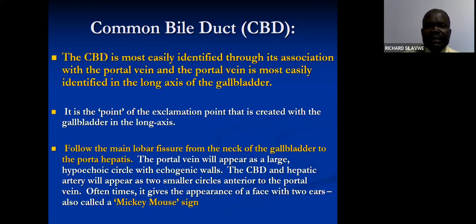Then the common bile duct is most easily identified through its association with the portal vein, and the portal vein is most easily identified in the long axis of the gallbladder. It looks like an exclamation mark, like in English, where you see the common bile duct looking like a point. So it is the point of the exclamation mark that is created with the gallbladder in the long axis.